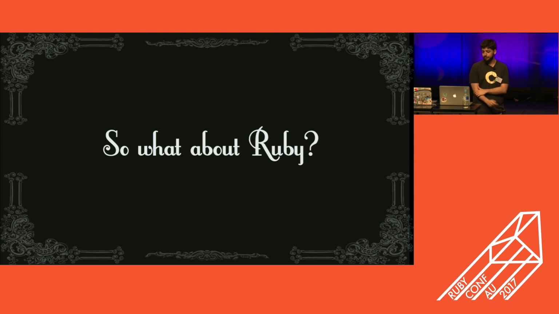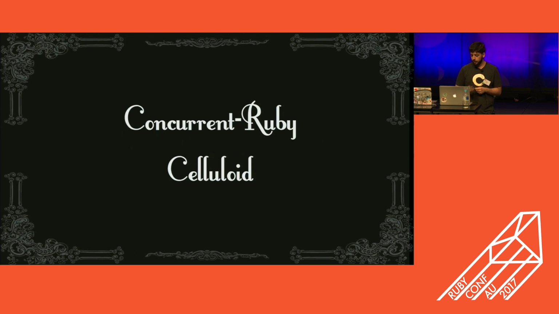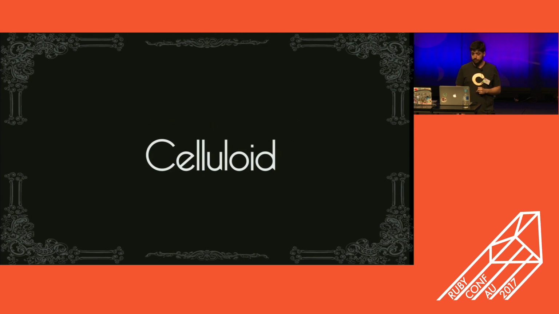So what about Ruby? What does the Ruby ecosystem have to offer us if you want to talk about actors? There are currently two active projects. One is called Concurrent-Ruby, and it's not just about actors. It has definitions for all concurrency-related stuff you can think of. And the other one is called Celluloid, which is the one I'm going to focus on for this talk. They both started in 2012.